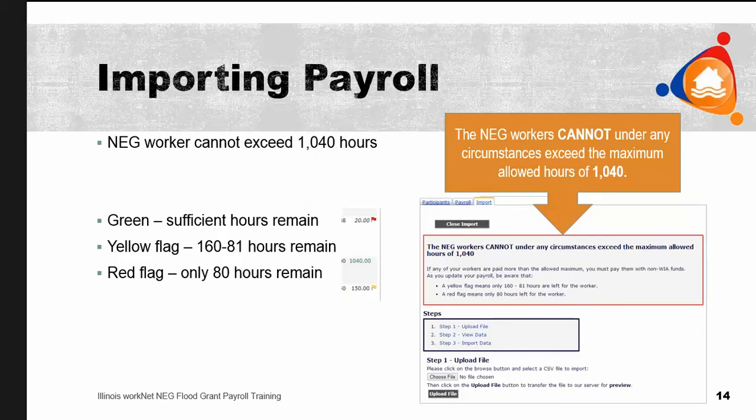As a reminder, we want to enforce the fact that NEG workers cannot, under any circumstances, exceed the maximum allowed hours of 1,040. The information is given to you with numbers indicated with a red flag if they are under 80 hours remaining. Green indicates that they have sufficient hours, and yellow indicates that they have between 81 and 160 hours remaining on their grant amount.